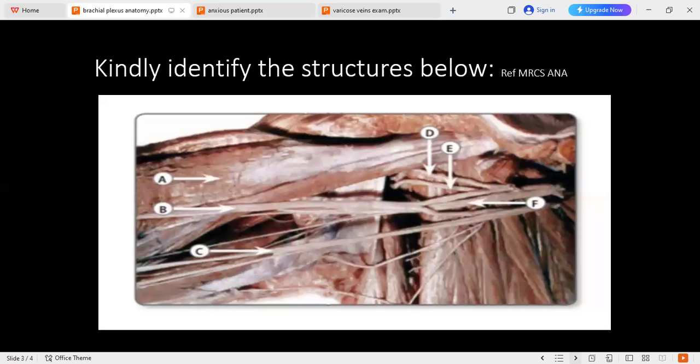Right. Now let's try and identify these structures from A. It's a muscle, as you could see. What could that be? The biceps brachii. Right. If you could identify this structure here, B. B is the median nerve. Very good. If you could identify number C. C is the ulnar nerve.